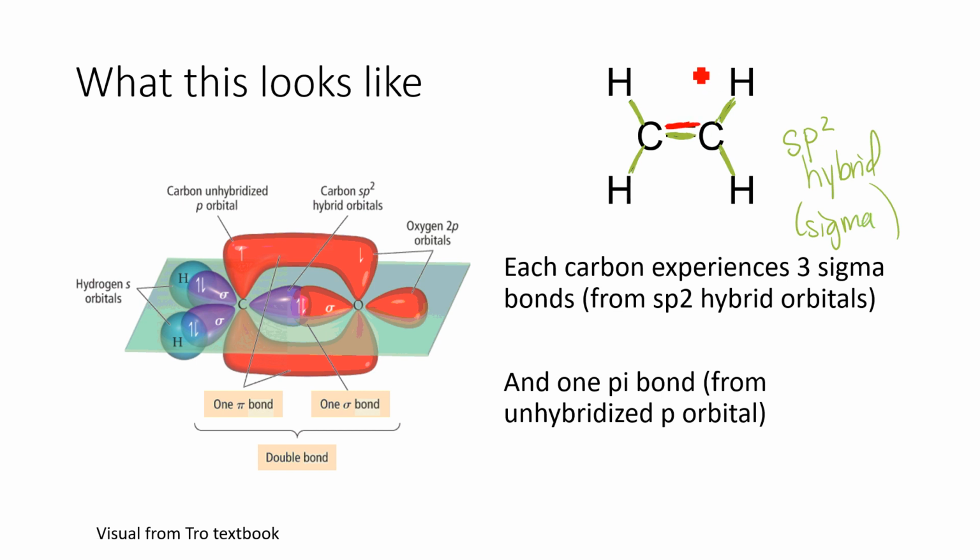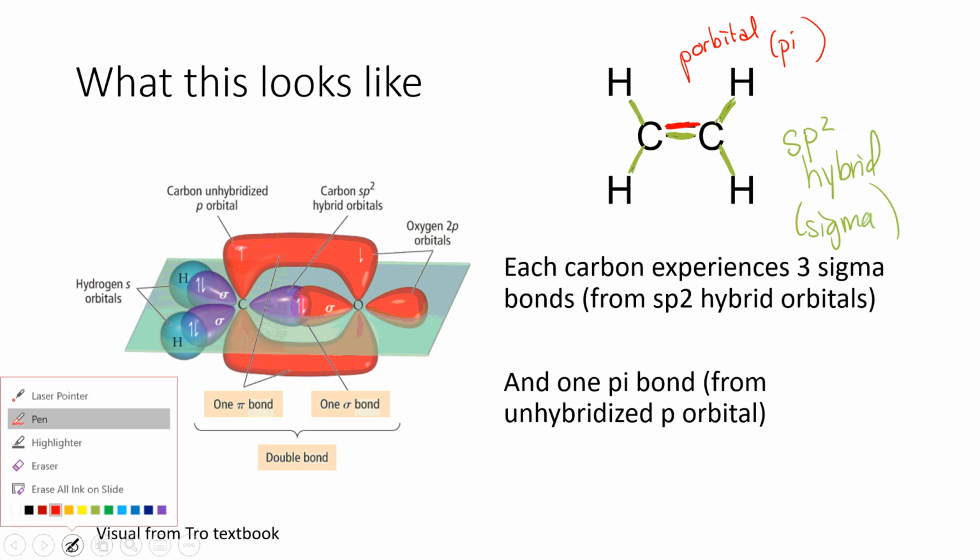That is your unhybridized p orbital. And notice how it's a double bond. So that's what's going to contribute to our pi bonding right there. So that's the one that's shown in red over here. So each of these carbon atoms has 3 sigma bonds sticking out of it. Those are the purple ones. And then it's going to have 1 pi bond, which is the red one over here.